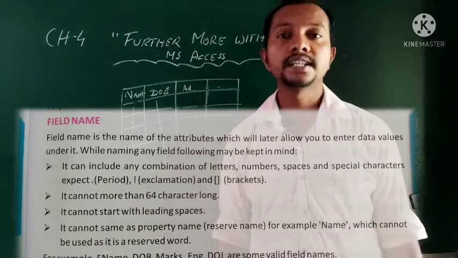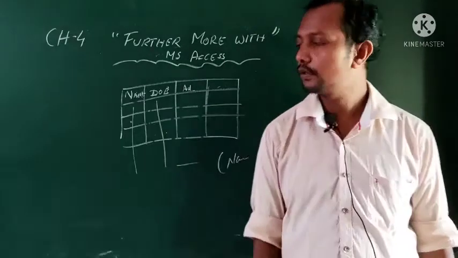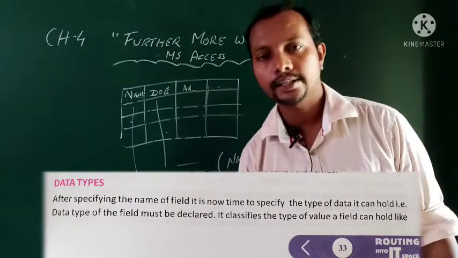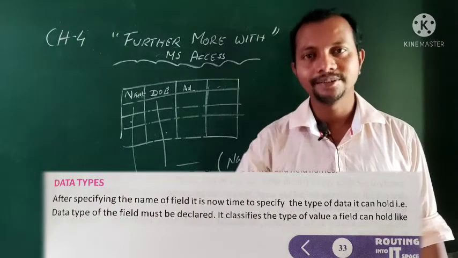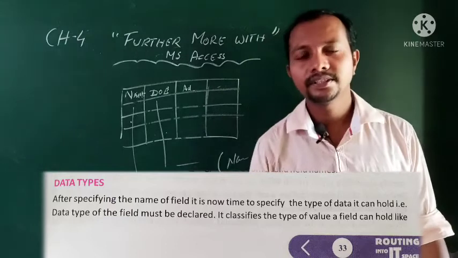Now it is telling us about data type. The next term we are going to see is data type. By the way, I am taking it from your book, page number 33. What is data type, dear friends?